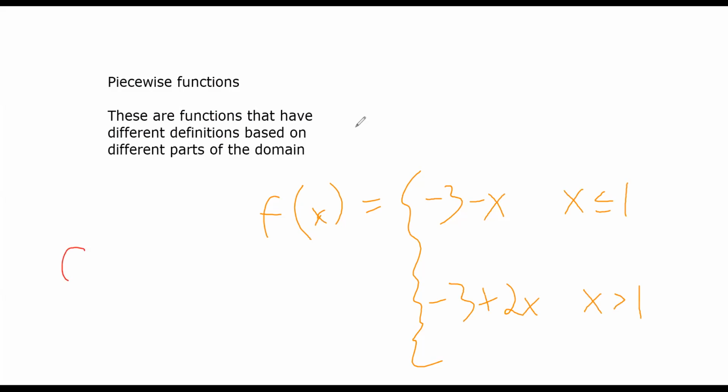But this means that if you wanted to find different values, if you wanted to find f of negative 2, well, negative 2 belongs on this part of the domain. Negative 2 is less than or equal to 1. So I'd plug it into the first piece. And it becomes negative 3 plus 2, which becomes negative 1 itself.